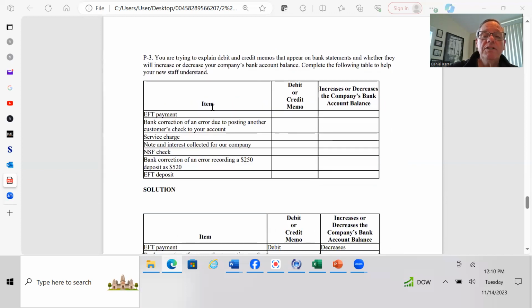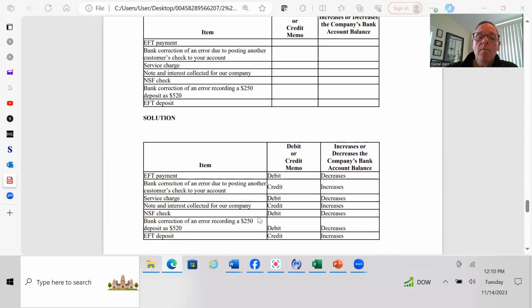Number three, this was a pretty simple one. Some of you got confused. And remember, this was the bank statement. These are the debit and credit memorandums appearing on the bank statement. Remember, to us, the bank owes us money. So anytime they put more money into our account, it's a credit memo. Anytime they take money out, it is a debit memo. So EFT payment, they would have taken money out of our accounts. That's a debit memorandum that would have reduced our account.